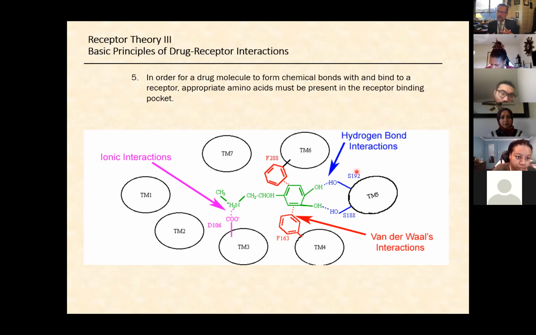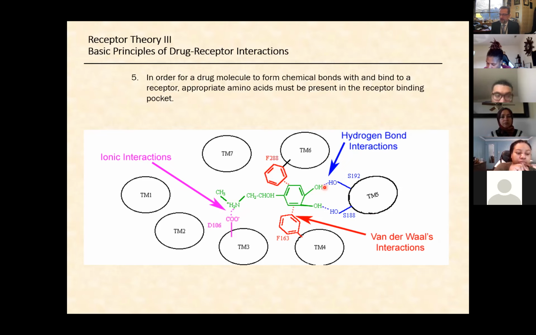So if I were to give you a picture like this on the exam, and say, can you determine what types of bonds are likely to form, I would expect you to be able to say, oh, look at this. This amino group here is close to this carboxyl group. We'll probably have an ionic interaction here. Or these two aromatic rings are close together. Probably have van der Waals interactions going on here. Or we have two hydroxyl groups that are close together, hydrogen bond interactions, okay?